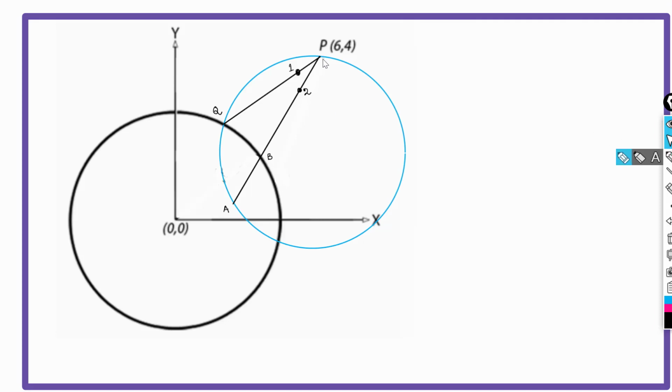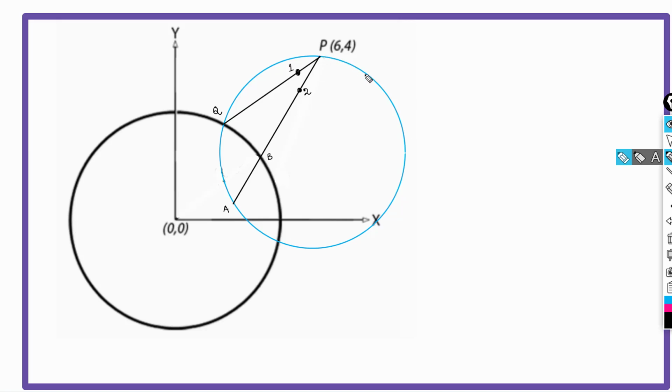Now suppose I have released this particle from P and I have taken, for instance, two different chords PQ and PA, where I have released two particles A and B simultaneously from point P. So particle 1 will reach that circle at point Q and particle 2 will hit this blue circle at point A. Now according to our result that we have just derived, particles 1 and 2 will hit the blue circle simultaneously, not the black one.